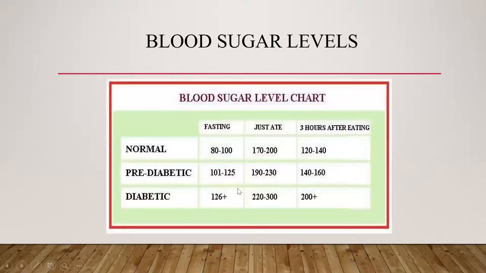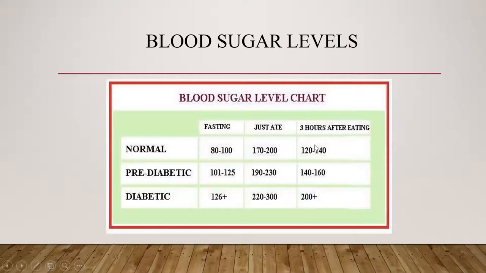Now, if you see the blood sugar level chart, normal blood sugar level if you are fasting is 80 to 100 milligram per dL, and just after you eat food, 170 to 200, and 3 hours after eating, your sugar level will be 120 to 140. Pre-diabetic is 101 to 125, 190 to 230, and 140 to 160.